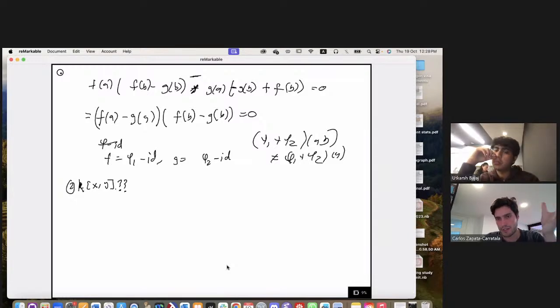So dual numbers are this algebraic version of taking first order approximations, essentially, right? So you take your.